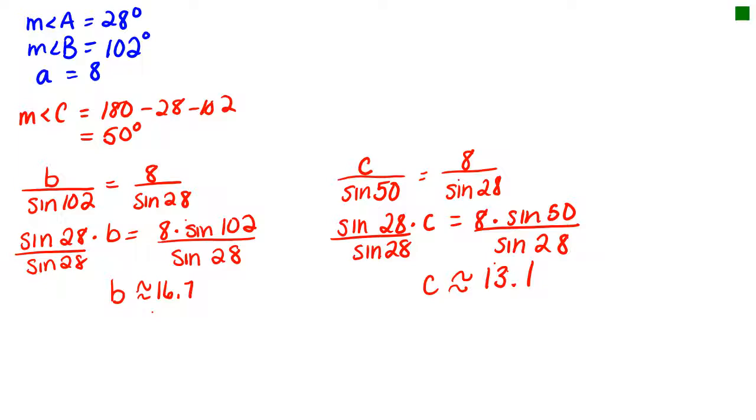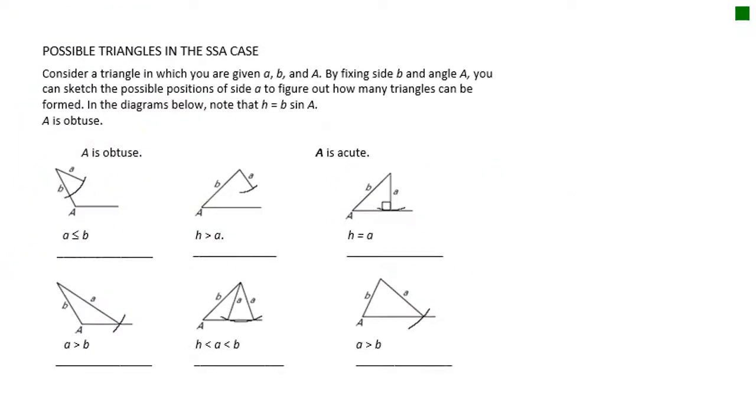Now we're going to talk about using the law of sines when we know two sides and an angle. We know two sides and the angle isn't in between the two sides. So now we're going to talk about the side-side angle case, or SSA, or as I like to say, ASS.